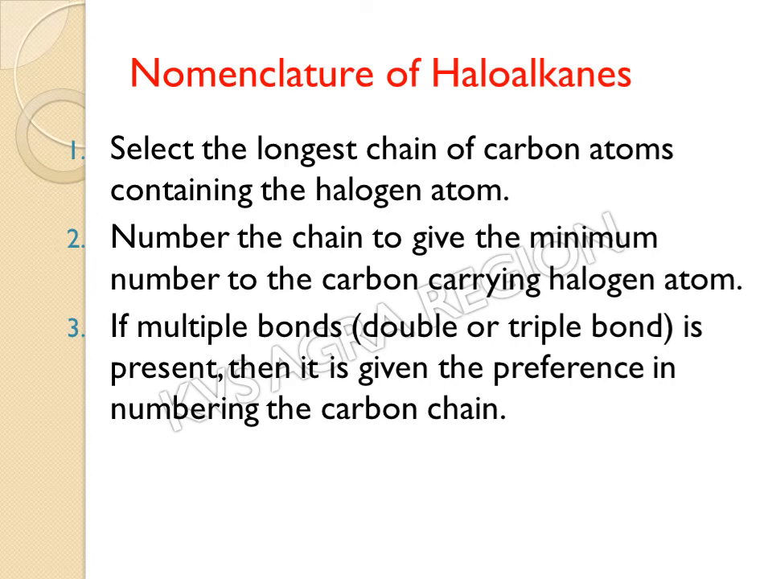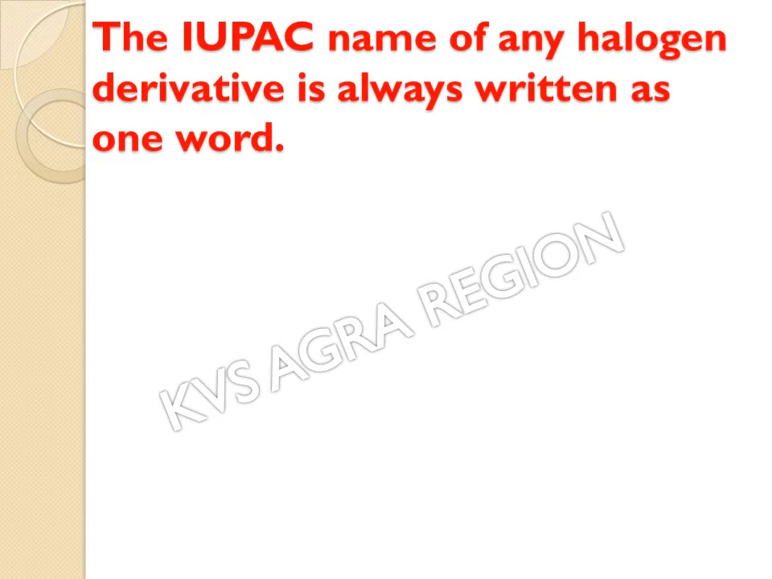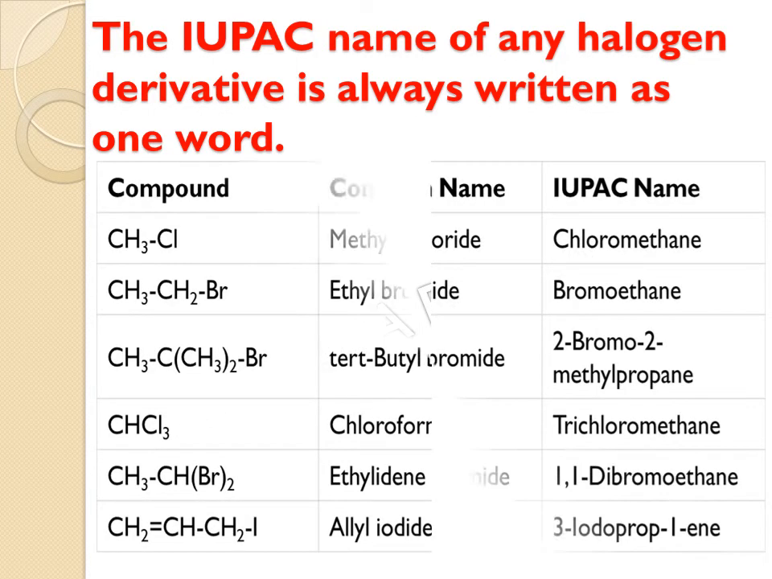If multiple bonds, that is a double or triple bond, are present, then they are given the preference in numbering the carbon chain. The IUPAC name of any halogen derivative is always written as one word. Here we can see the table.